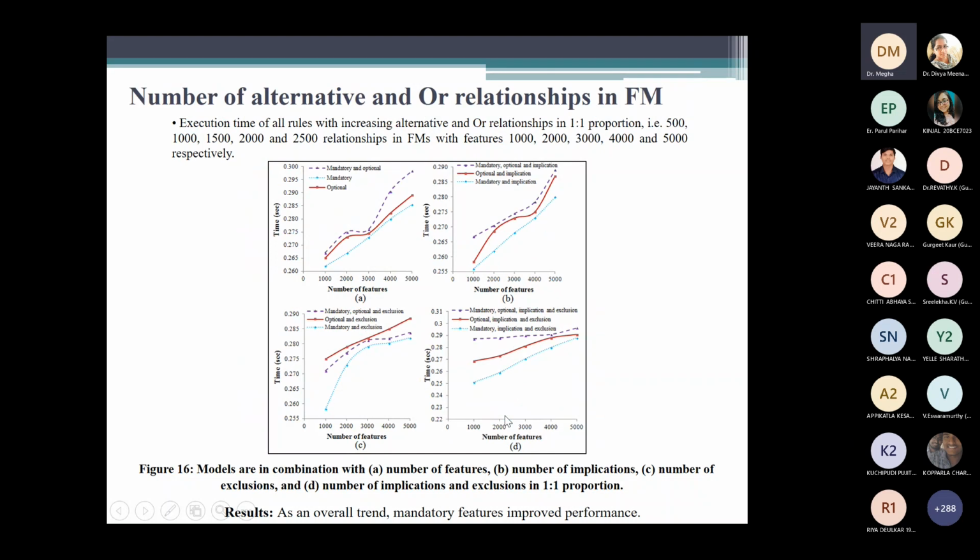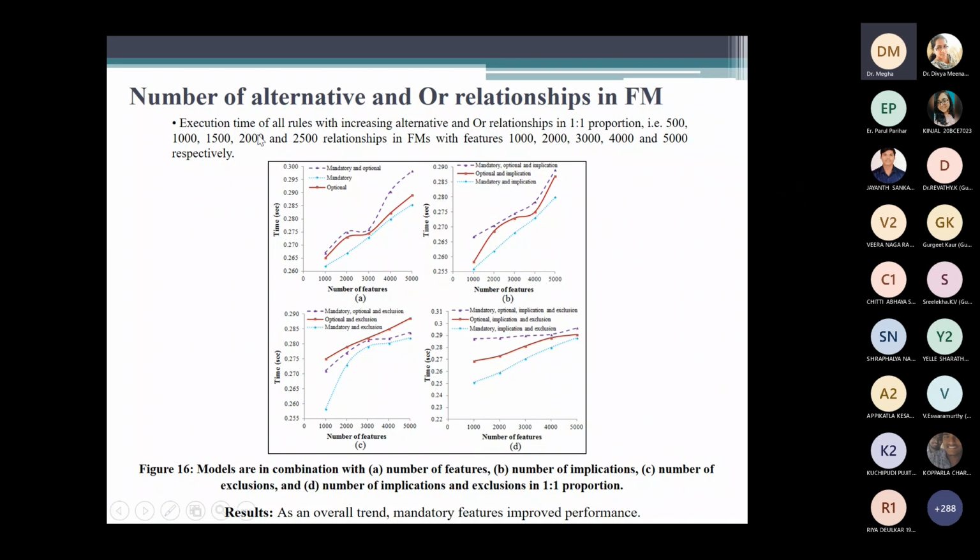Now the next parameter that is considered for this work is number of alternative and or relationships in feature model. So this figure 16 represents a model again with a combination of different number of features, different number of implications, number of exclusions and different number of implication and exclusion in 1:1 proportion.